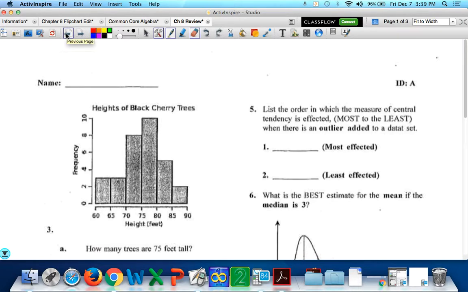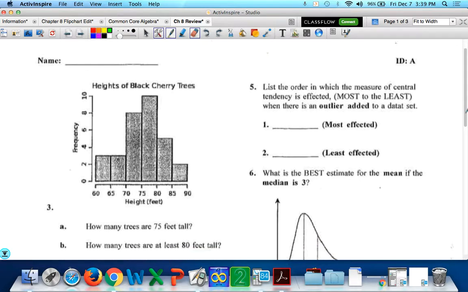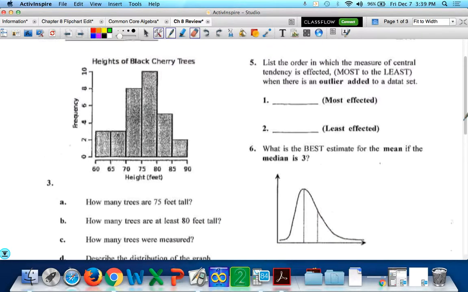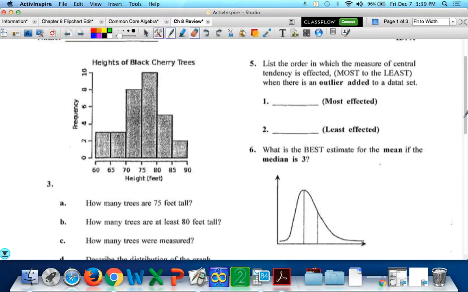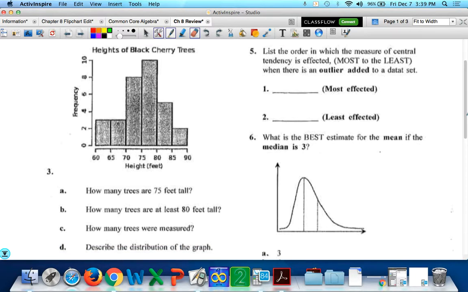On to the back page. Here we have a histogram for number 3. And it starts out with a real tricky question. It says, how many trees are 75 feet tall? And most people's immediate response is, oh, how tall is this bar right here? 75. Oh, it's 10 high. There we go. There's my answer.